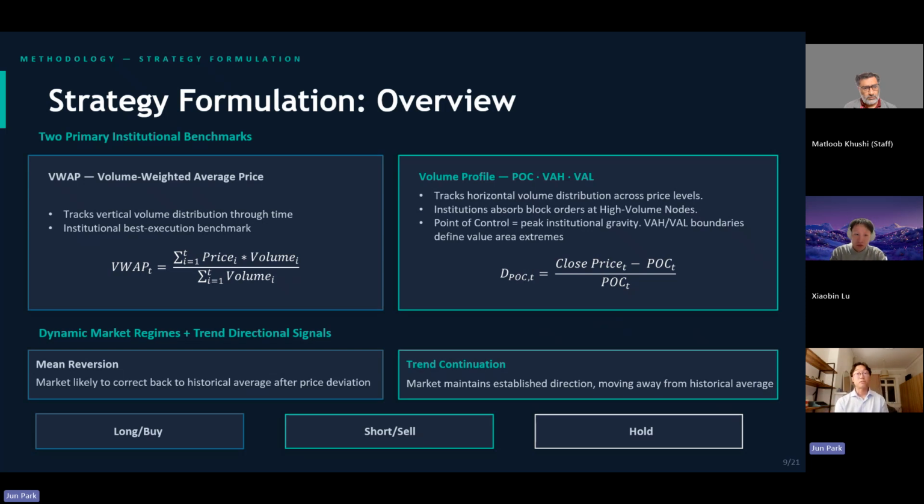The second anchor is the horizontal volume profile, or specifically the point of control, or POC. Now that marks the exact price level with the highest volume density within a rolling session. And for an institutional project, it represents maximum liquidity, or where larger chunks of the block order can be absorbed better. By tracking real-time deviations in the VWAP using a rolling Z-score alongside the distance to the point of control, the system can dynamically classify the market into a mean reversion or a trend continuation phase.